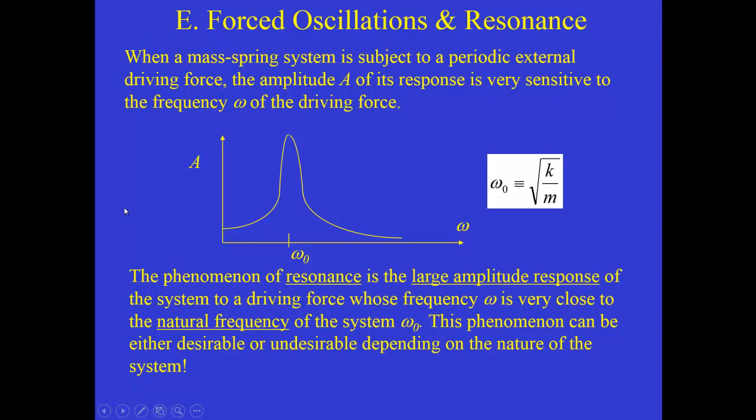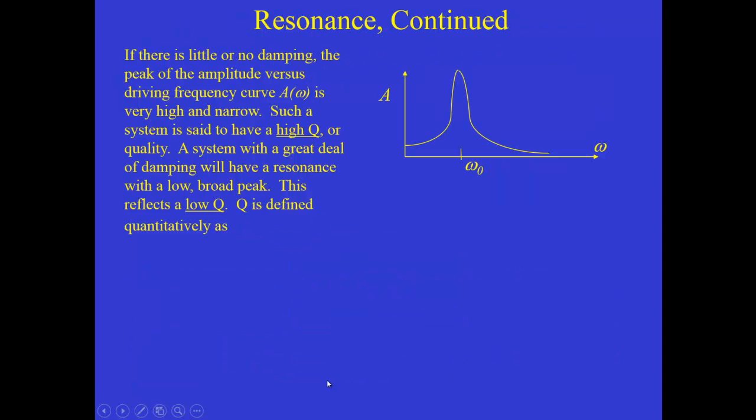So resonance is the phenomenon where you get a large amplitude response of the system to a driving force, an external force, whose frequency omega, that's what we're plotting on the x-axis, is very close to the natural frequency of the system. And that can be desirable in some cases, but also very undesirable in other cases. And we'll talk a little bit more about that during class time.